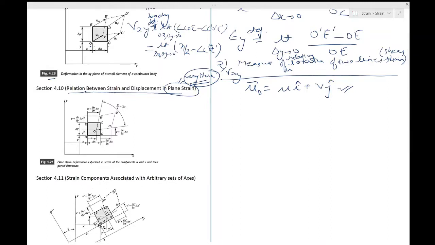Now, one thing is that the displacements u and v must be continuous functions of x and y to ensure that the displacement is geometrically compatible. So u has to be a continuous function of x and y, v has to be a continuous function of x and y, and this continuity ensures geometric compatibility, in the sense that there are no voids.